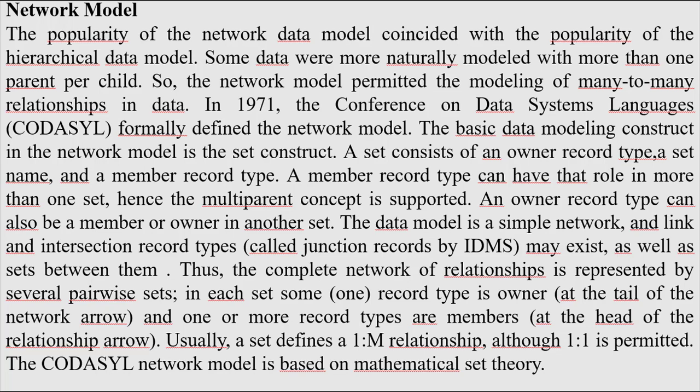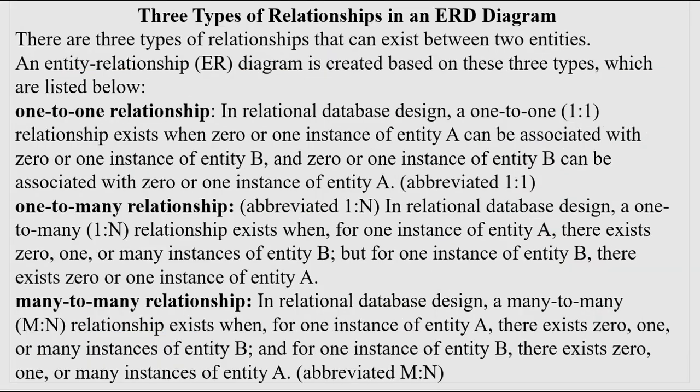The data model is a simple network, and link and intersection record types may exist as well as sets between them. The complete network of relationships is represented by several pairwise sets. In each set, some record type is owner and one or more record types are members. Usually a set defines a 1:M relationship, although 1:1 is permitted. The CODASYL network model is based on mathematical set theory.